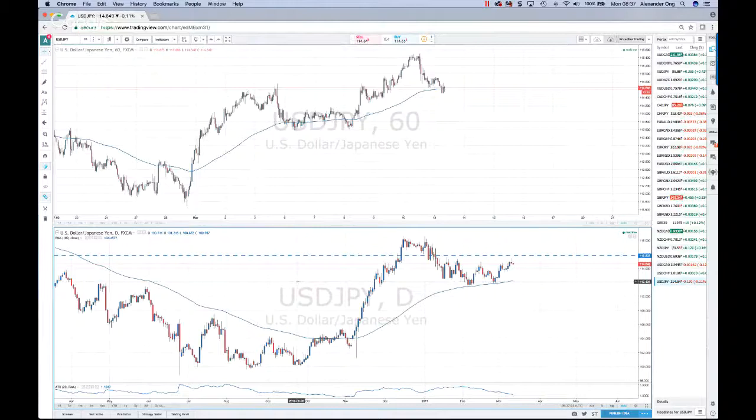I can't make the mouse pointer bigger, Martin, unfortunately. Really sorry about that. It's to do with the charting platform. I forgot what I was about to say.